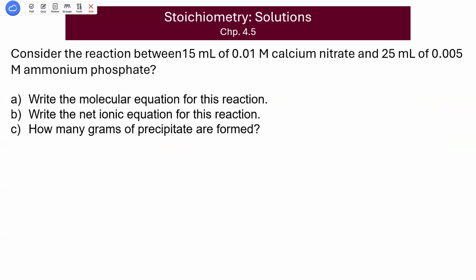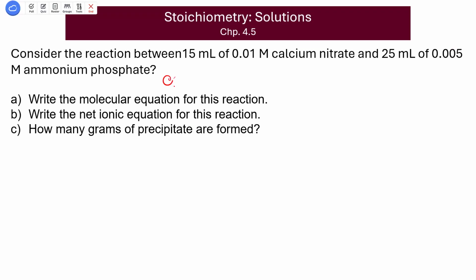All right. So let's look at this one to finish up our stoichiometric solutions. We have considered the reaction between 15 milliliters of 0.1 molar calcium nitrate and 25 milliliters of 0.005 molar ammonium phosphate. We want to write the molecular equation for this reaction, write the net ionic equation, and then how many grams of the precipitate are formed.